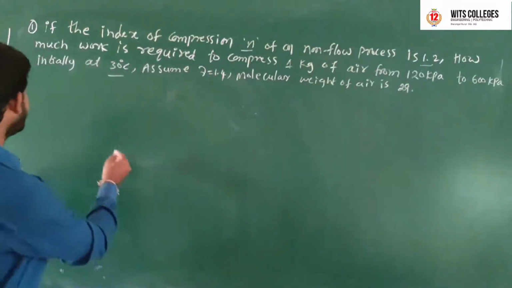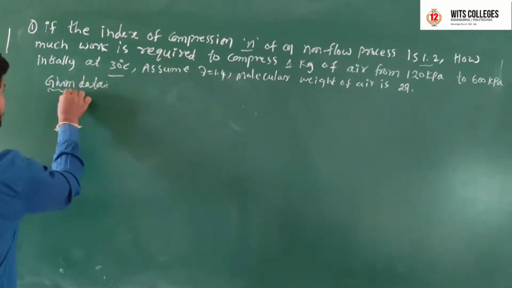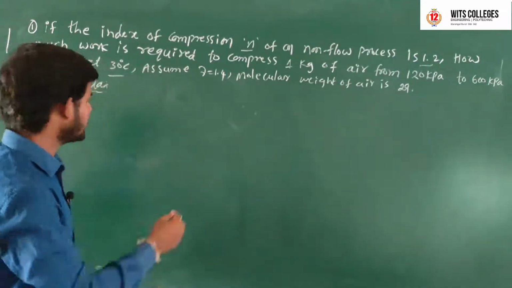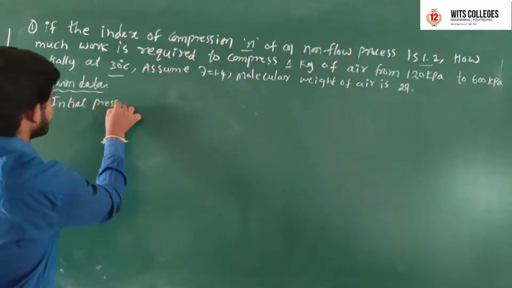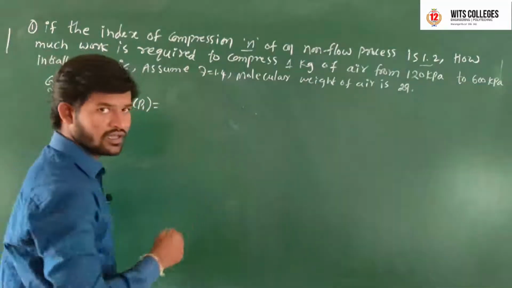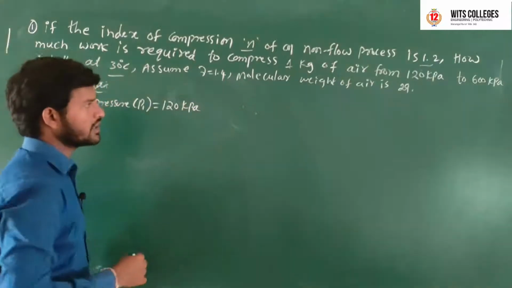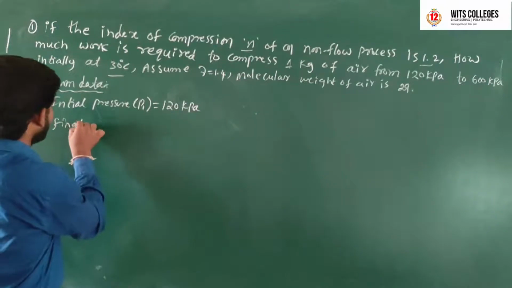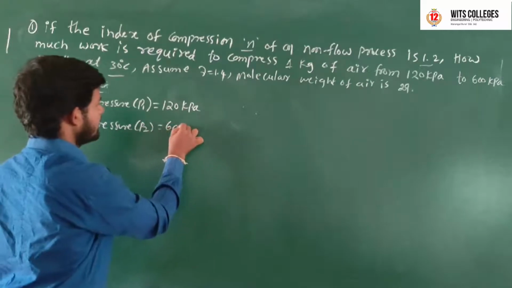Okay, now first we will write the given data, what is given in this problem. First we write the initial pressure. Initial pressure P1 is 120 kilopascal. Okay, 120 kilopascal is given. And next, the final pressure P2 is given as 600 kilopascal.